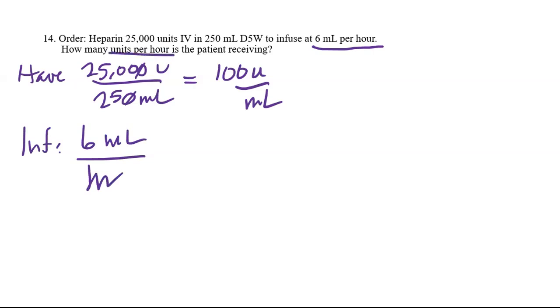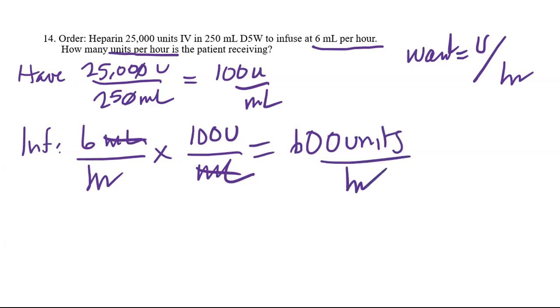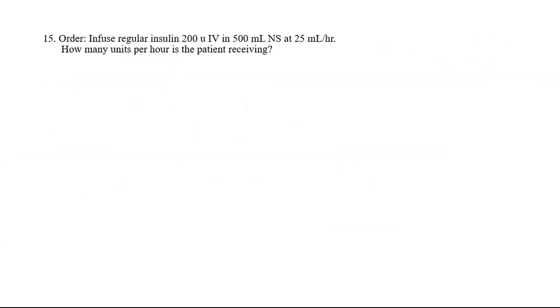How many units per hour? So what we want is units per hour. We've got mLs per hour, and we've got what we have, which is units per mL. So let's just multiply it. 100 units per mL, and we can cross out mLs, and we get 100 times 6, which is 600. 6 times 100 units per hour. And that's exactly the correct answer. 600 units per hour. We've got a few more left to go. 6 more to go.